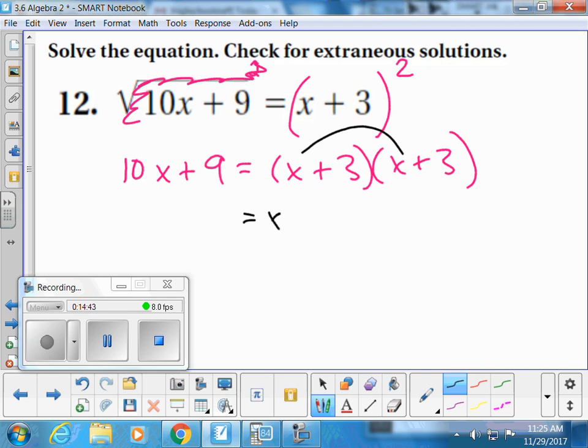First times first is x squared. Outside times outside is 3x. Inside times inside is 3x. And last times last is 9.